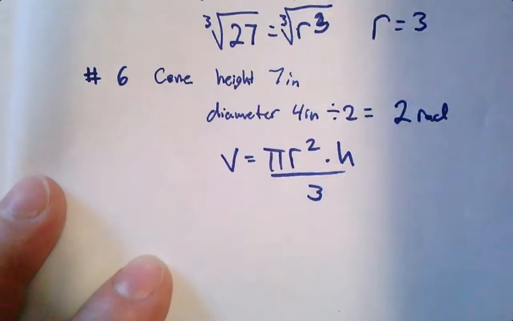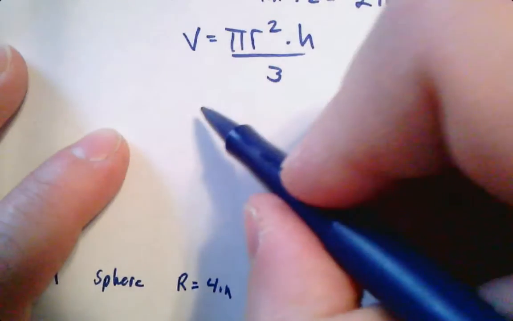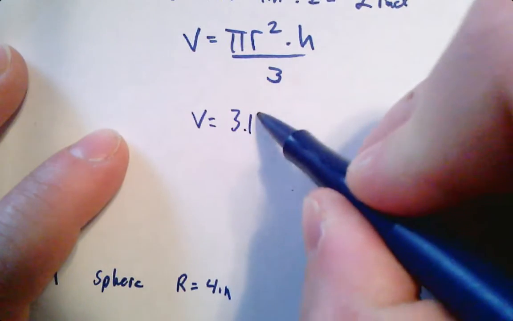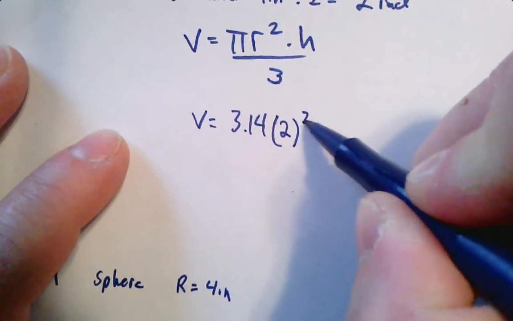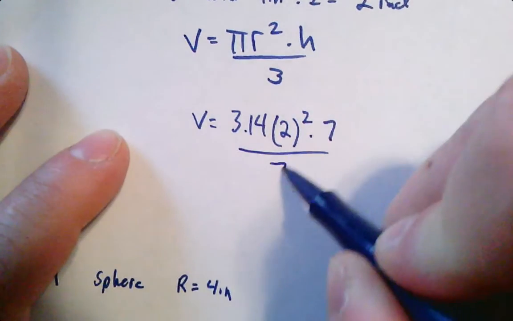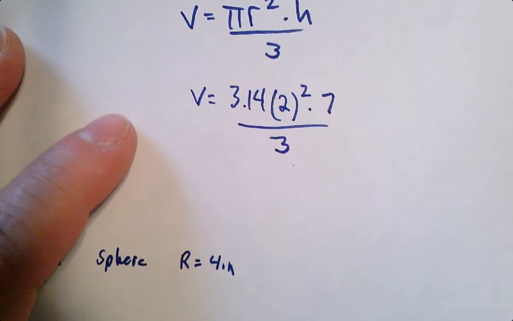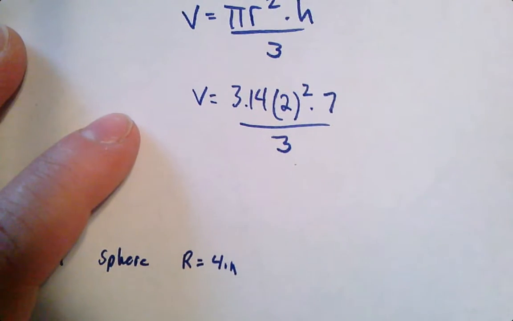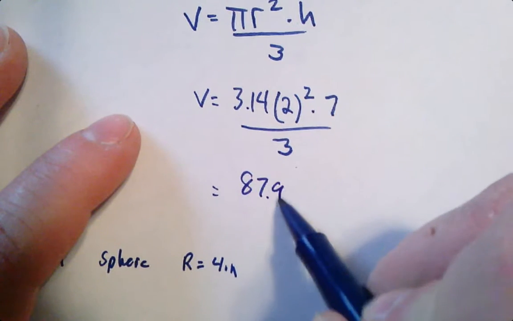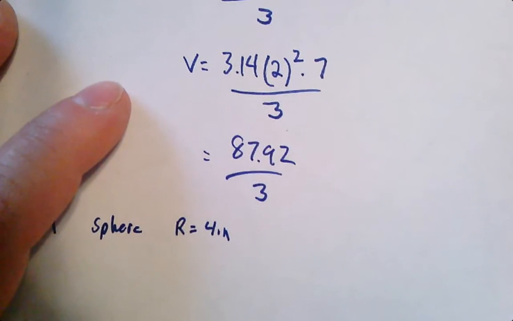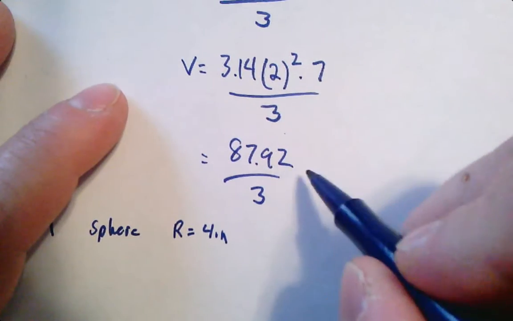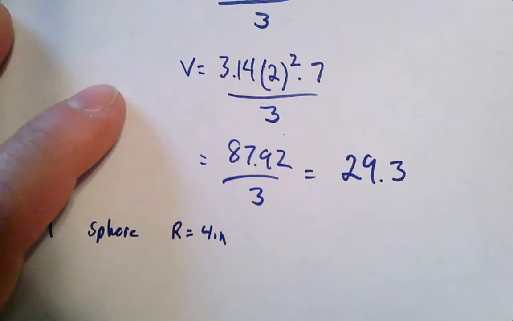So I'm going to plug it in here, and we're left with volume equals 3.14 times 2 squared times the height of 7, all divided by 3. 2 squared is 4. So I'm just going to do my calculator: 3.14 times 4 times 7. I get 87.92 divided by 3, and it comes out to 29.3. So hopefully that's one of my choices for number 6.